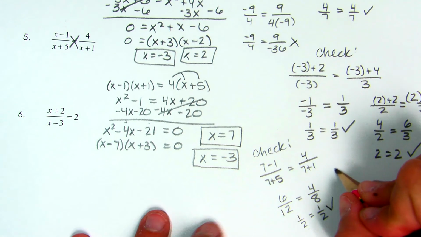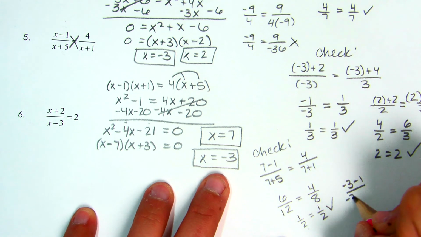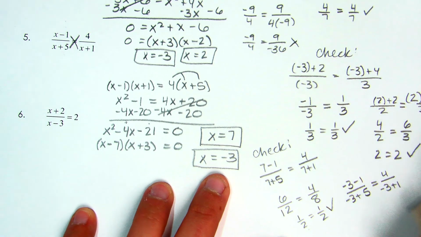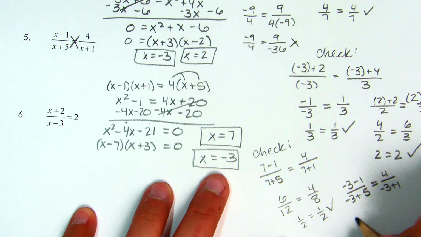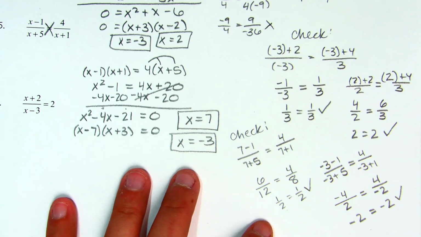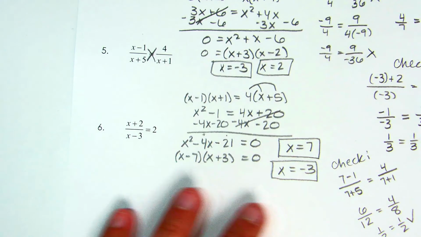Then I'm going to plug in my second one. Negative 3. Negative 3 minus 1 over negative 3 plus 5 equals 4 over negative 3 plus 1. Negative 3 minus 1 is negative 4. Negative 3 plus 5 is 2, equals 4 over negative 3 plus 1, which is negative 2. So negative 4 divided by 2 is negative 2. 4 divided by negative 2 is negative 2. They both work. So 7 and negative 3 are both valid solutions for number 5.